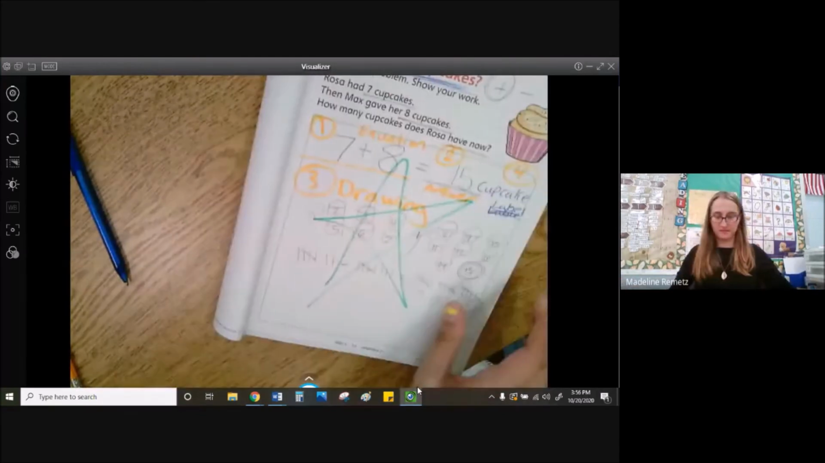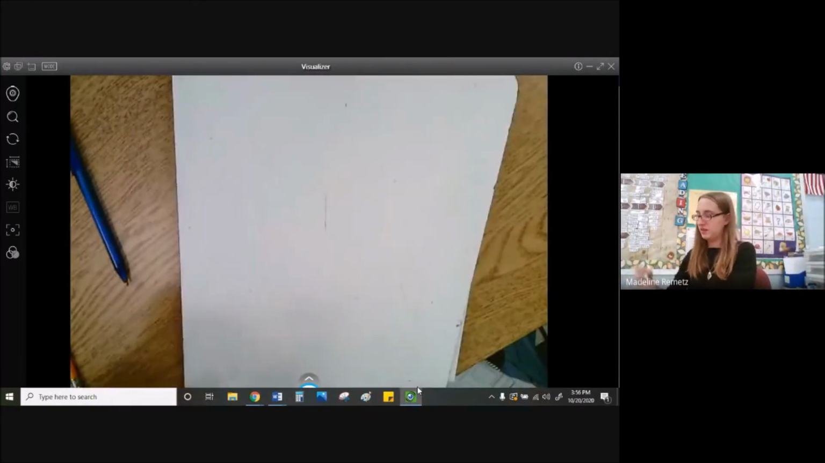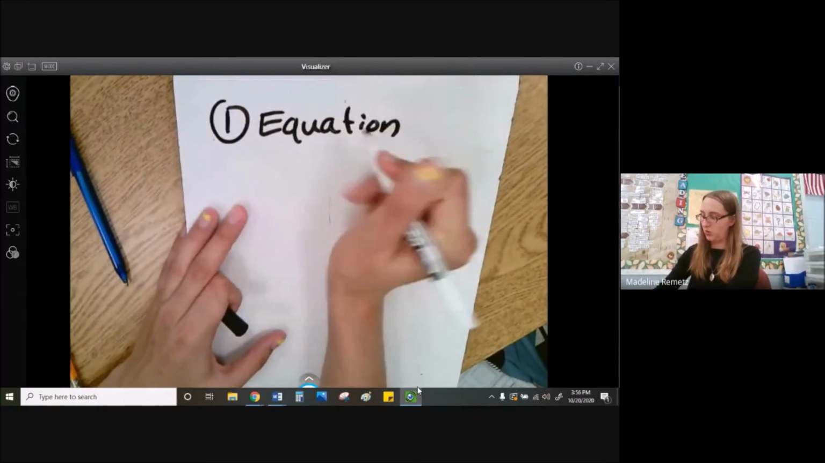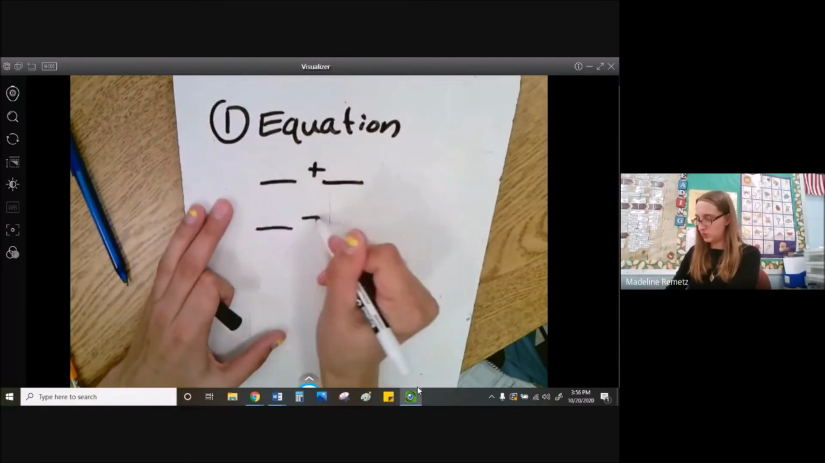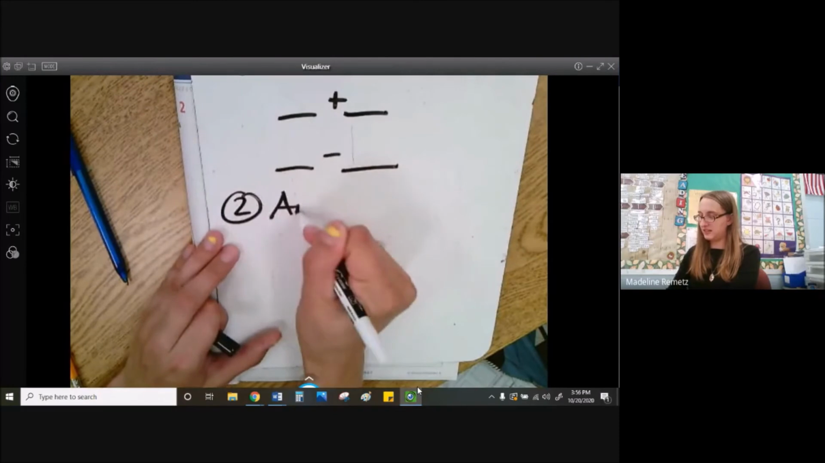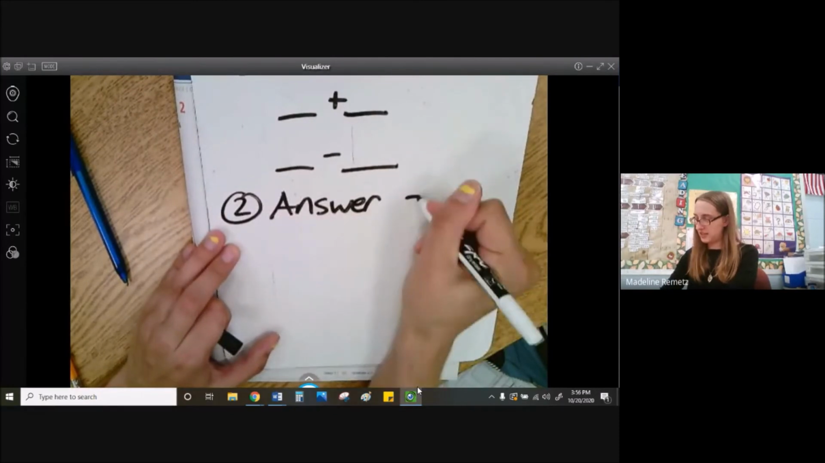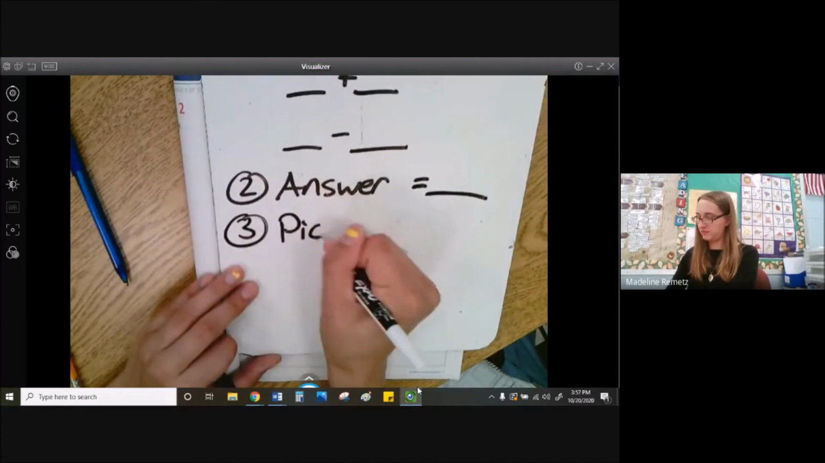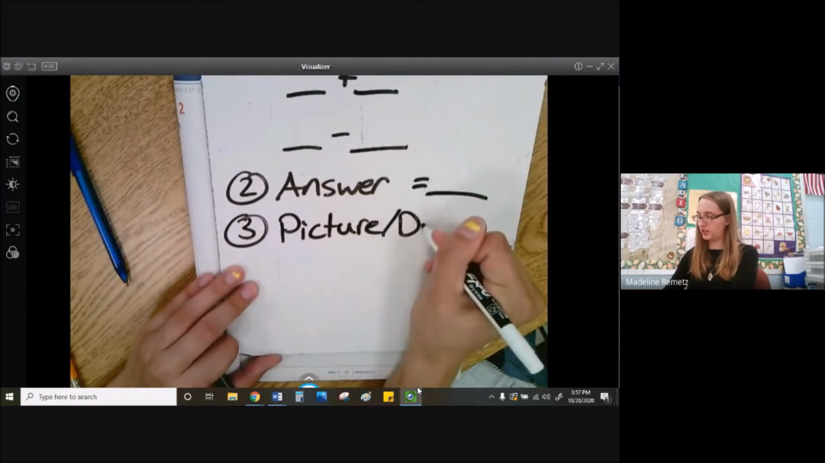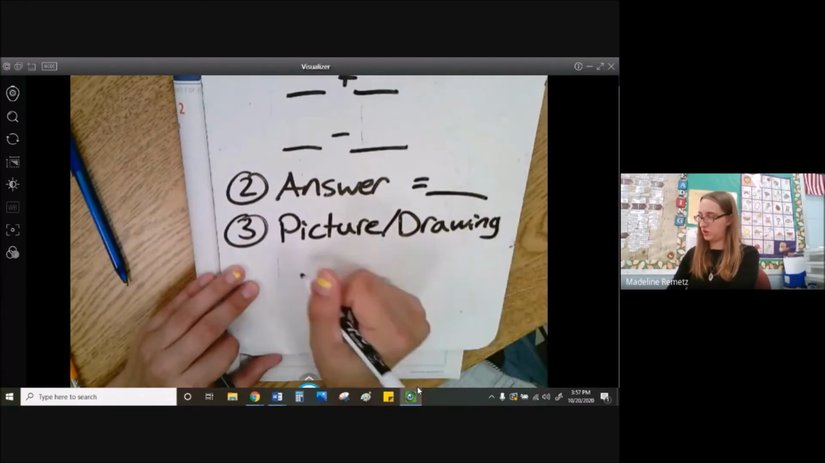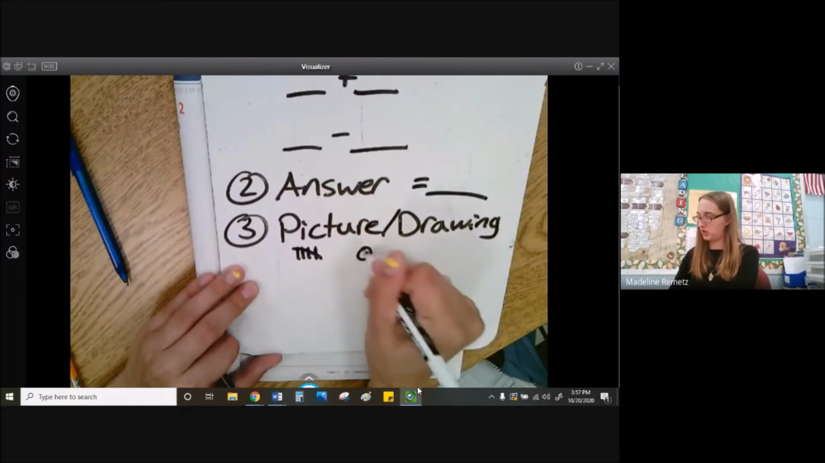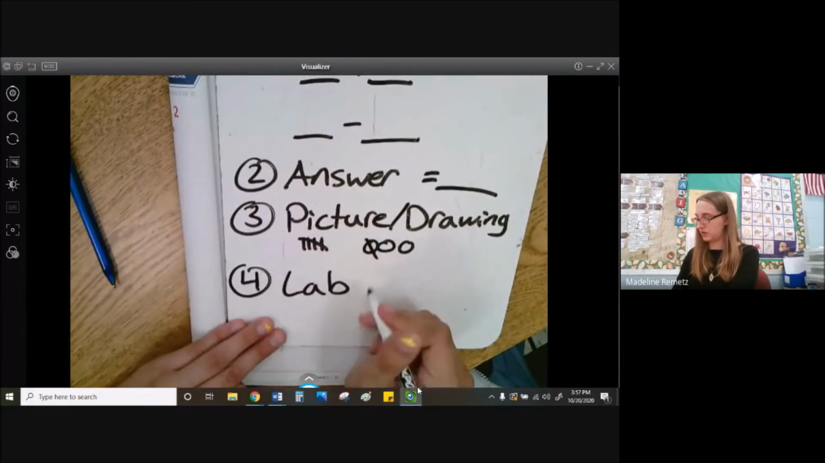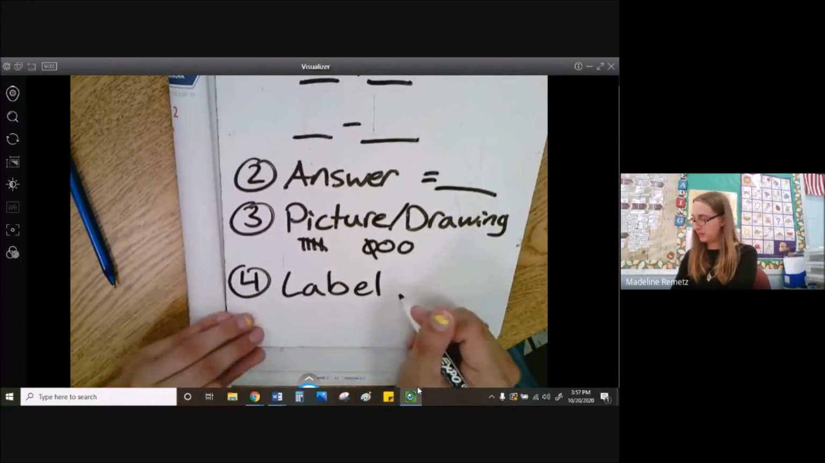You're giving me, for a 4-point answer, the equation. So what plus what, or what minus what. You're giving me the answer. So it's equals. Then you're drawing your picture, or whatever drawing you have. So maybe you're doing tally marks, or you're doing circles. And lastly, I want you to label. Let's see if Ms. Remitz writes it right. There we go. You're labeling your answer.